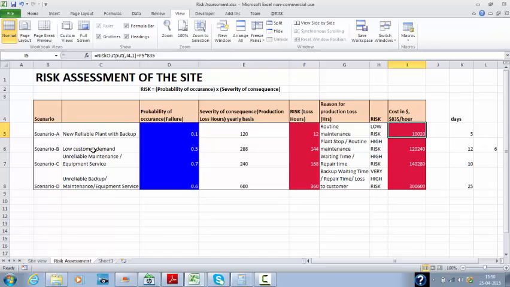Low customer demand means the customer reduces the demand. I've taken a probability of 50% of the customer not wanting the product. So the severity of consequences is a loss of about 228 hours, which is equal to 12 days. That means I've chosen one day it stops every month, so 12 days in a year it doesn't produce. The reason being the customer doesn't want the product.